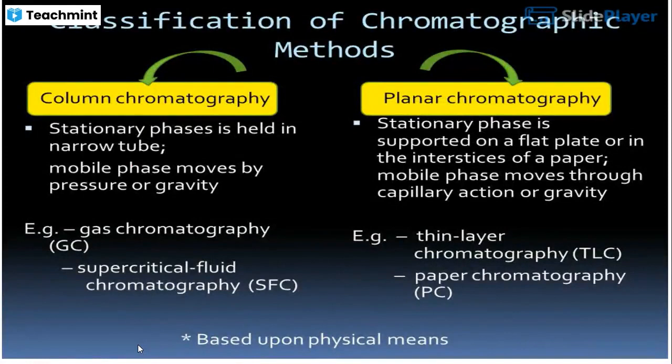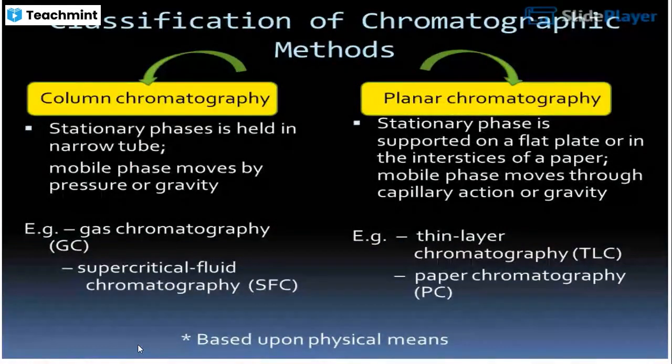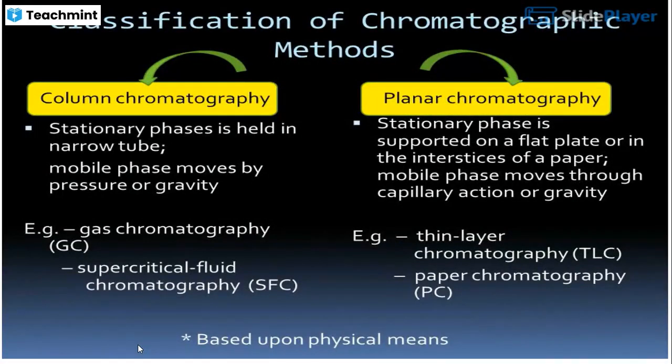Planar chromatography: the stationary phase is supported on a flat plate or in the interstices of a paper. The mobile phase moves through capillary action or gravity. For example, thin layer chromatography, TLC, and paper chromatography, PC. Column chromatography: the stationary phase is held in a narrow tube. The mobile phase moves by pressure or gravity. For example, gas chromatography, GC, and supercritical fluid chromatography, SFC. Based upon physical means.